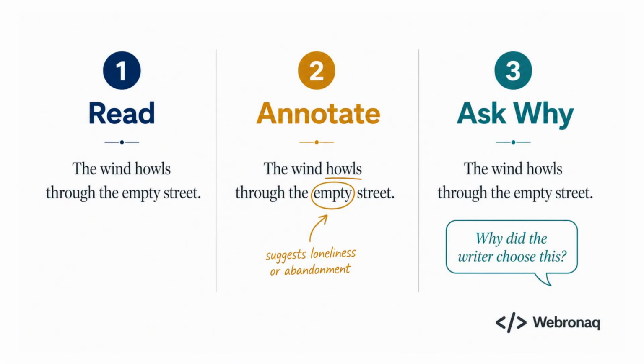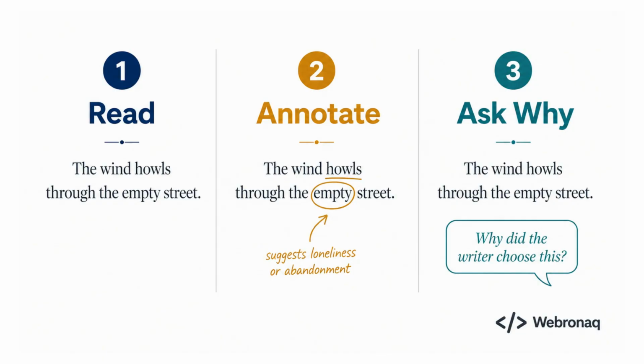Alright, now let's pull everything together into one strategy you can use every time, whether it's a short story, a novel extract, or a poem, which we unpacked in the last slide. The method has 3 steps. First, read the whole text once without stopping. Get a feel for it. Don't worry about what you're missing yet. Second, annotate. That means mark it up. Underline words that feel important. Circle anything surprising. Jot a quick note in the margin.